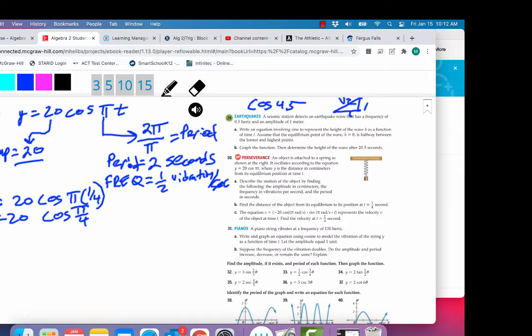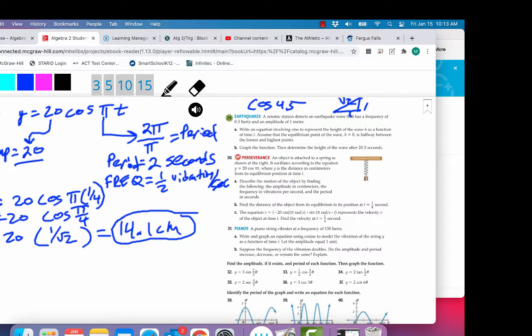So I can actually take my calculator and do 20 times square root of 2 over 2, or 1 divided by the square root of 2, and I get an answer. So I just grab my calculator. 20 times 1 over the square root of 2 is equal to 14.1, and that's going to be centimeters. Okay, so that's the answer to number B.